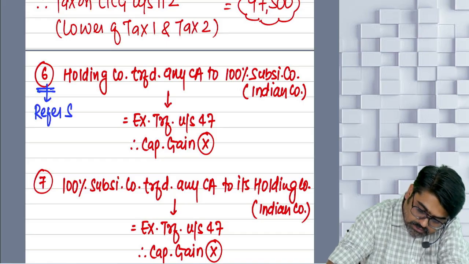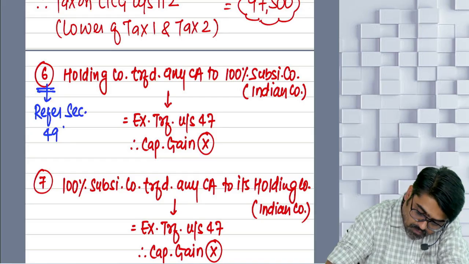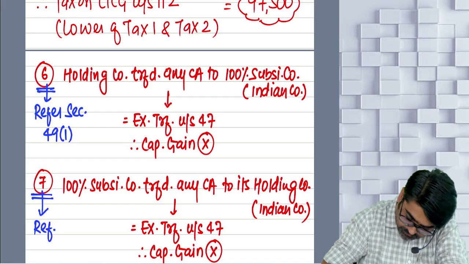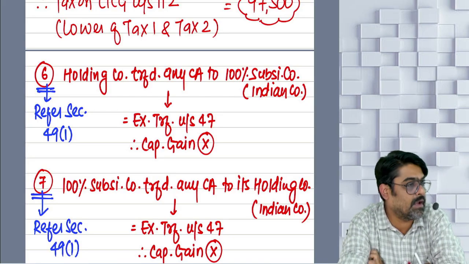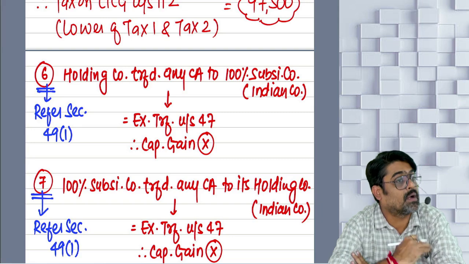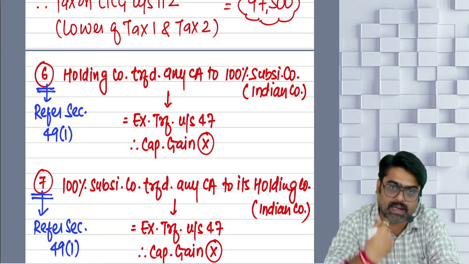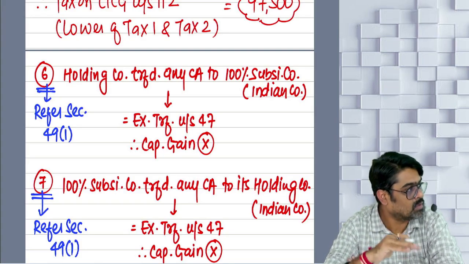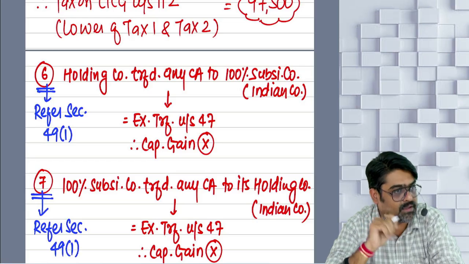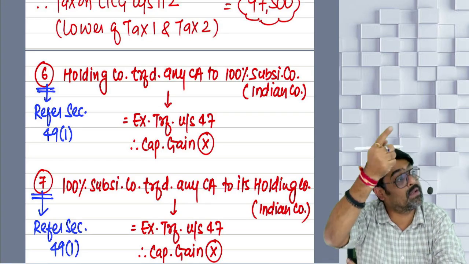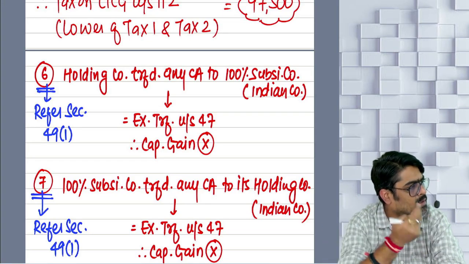And here also refer to section 49(1). What is the meaning of 49(1)? Right now the transfer is an exempt transfer in the hands of the transferor company. Yes or no? Now later on, the transferee company is having that asset. Now what will be the cost of acquisition of this asset in the hands of the transferee company? Later on when the transferee company is transferring, cost to previous owner.